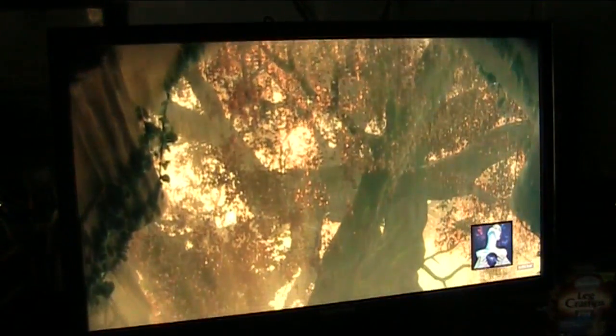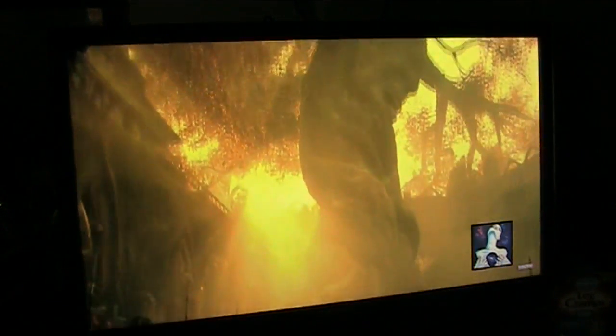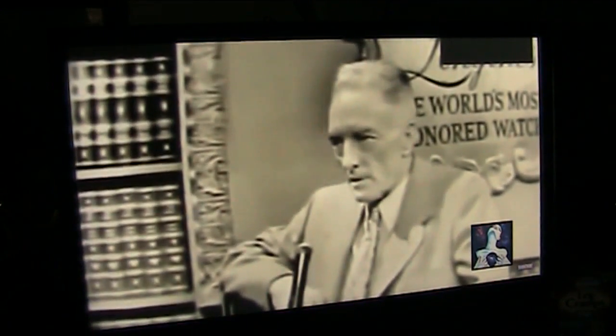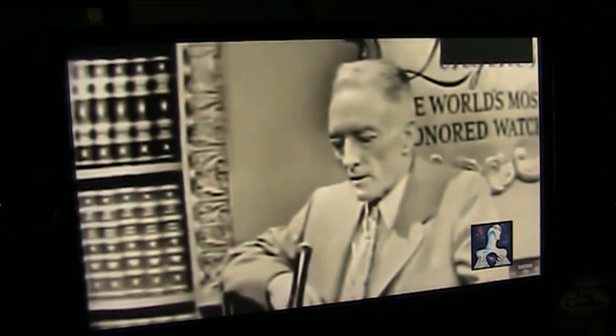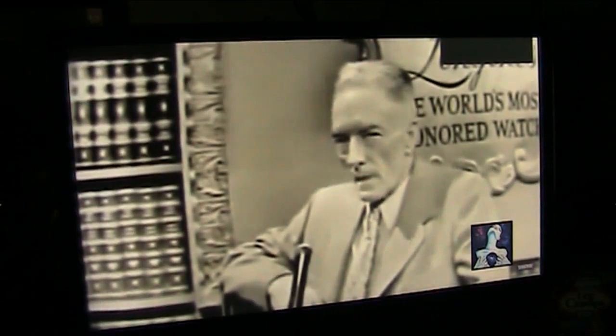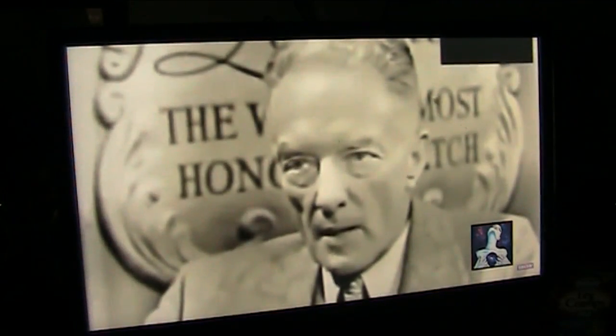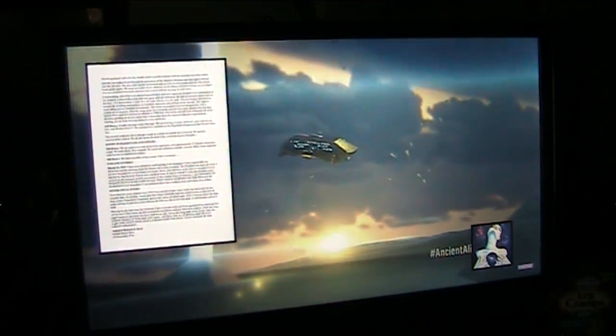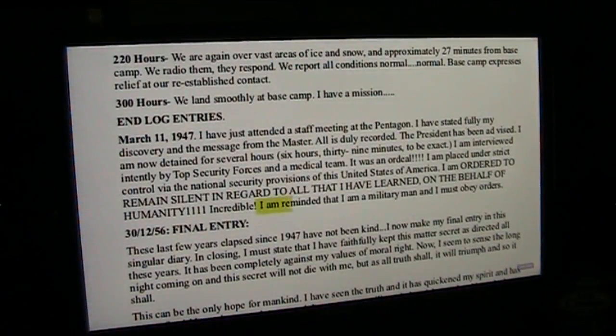Their hosts then guided them to their plane and back to the outer world. In closing, Byrd said he briefed the Pentagon of his message from the Master, was interviewed intently by top security forces and a medical team, and ordered to remain silent in regard to all that he learned on behalf of humanity. Incredible is all he could call it. He concluded, "I'm reminded that I am a military man and I must obey orders."